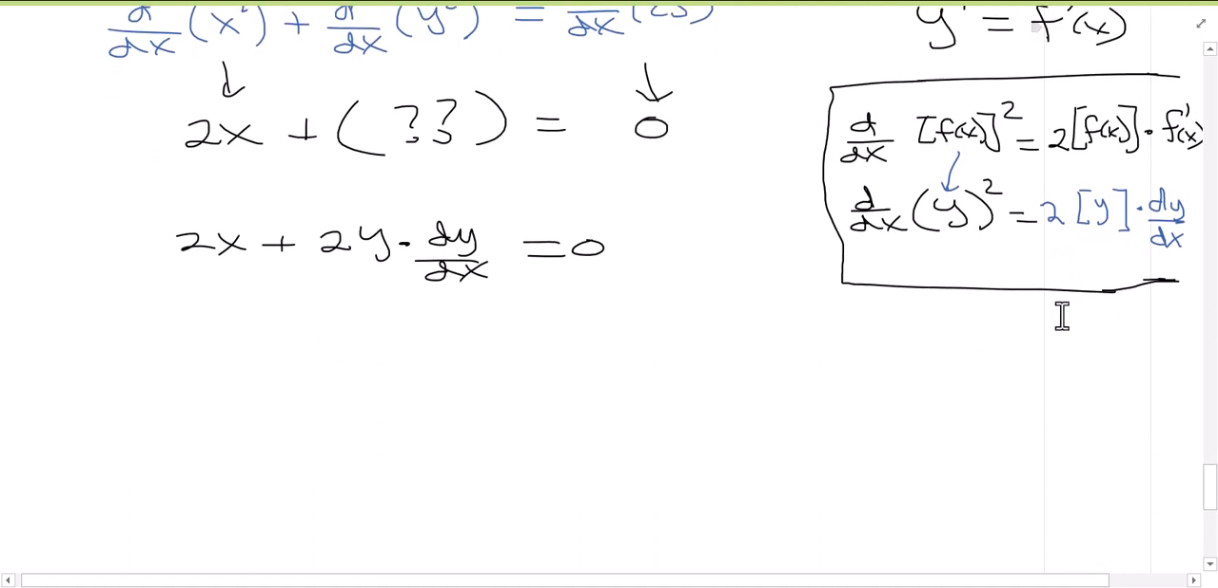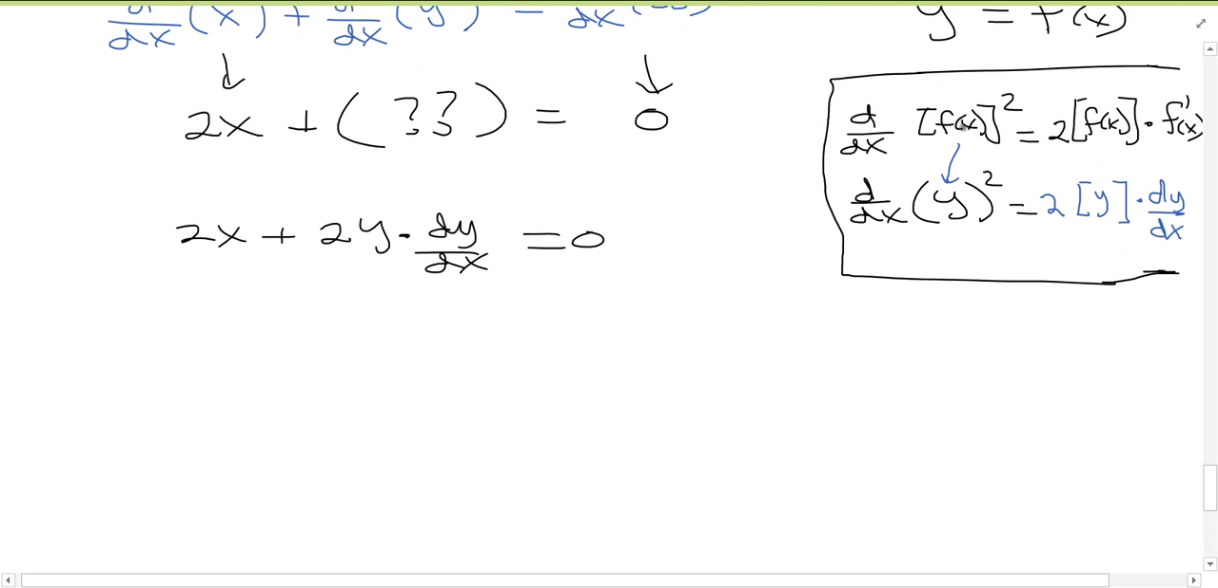So when I have f of x squared, which is my y squared, the derivative of this by the chain rule is the outside being the square, so 2 f of x to the 1, times by the chain rule the derivative of the inside, so f prime of x. So replacing our f of x with y, this is what we get. The derivative of y squared with respect to x then is 2 times y times dy/dx. And now we solve for dy/dx.